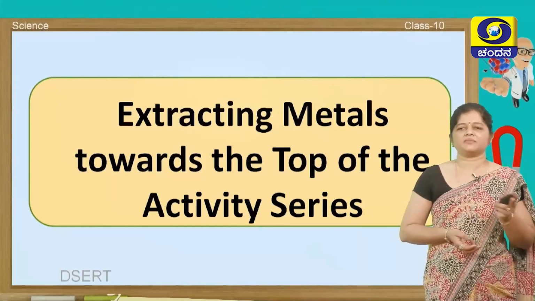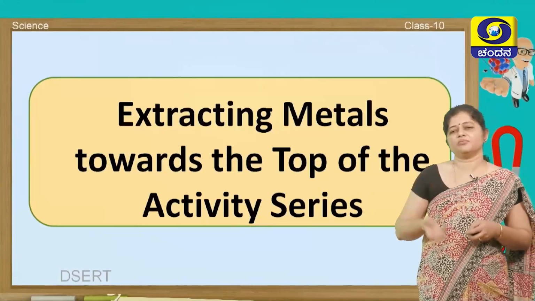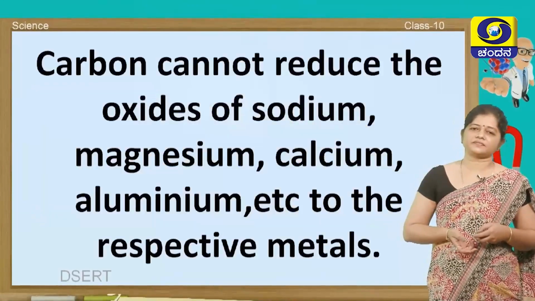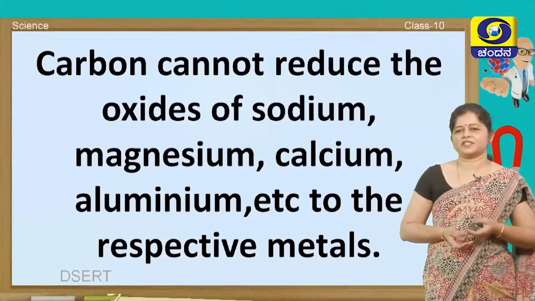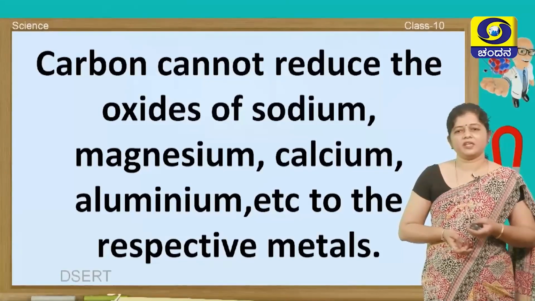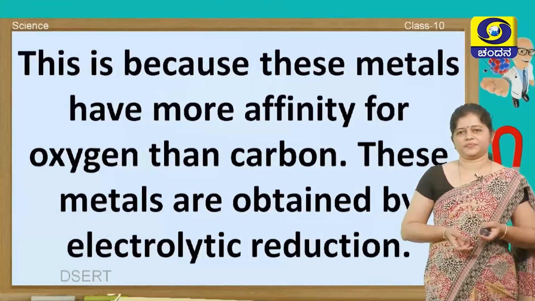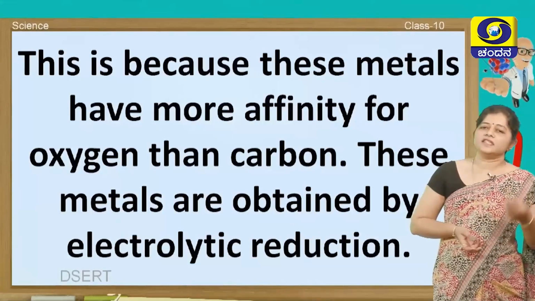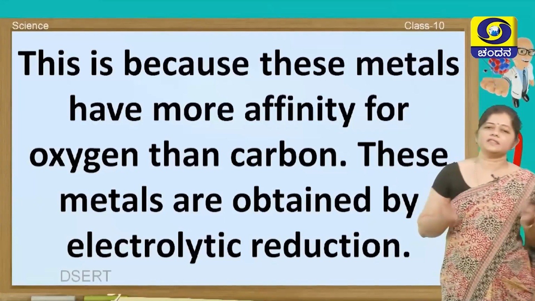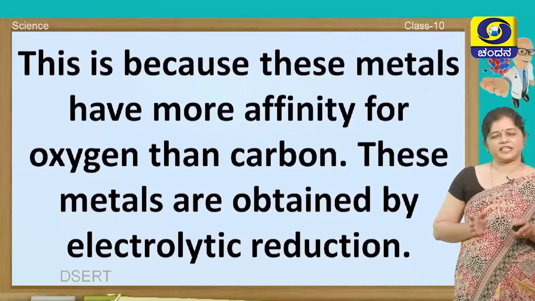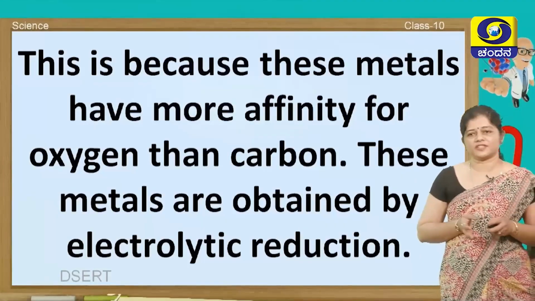How can we extract metals from the top of the activity series, that means the most reactive metals? Carbon cannot reduce the oxides of sodium, magnesium, calcium, aluminium etc. to their respective metals because these are more reactive than carbon. These metals have more affinity for oxygen than carbon. So, these metals are obtained by electrolytic reduction. You have to reduce them by employing the electrolysis process.